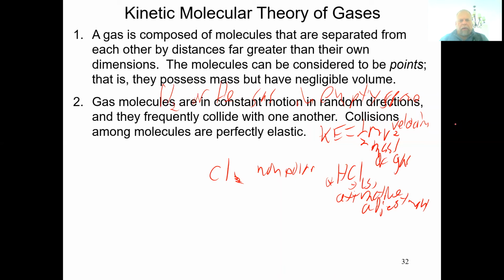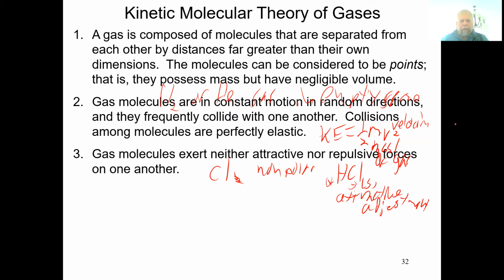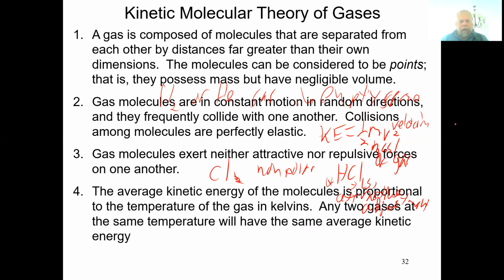The gas molecules are in constant motion in random directions. They frequently collide with one another. The collisions among molecules are perfectly elastic. Gas molecules exert neither attractive nor repulsive forces on one another. And then the average kinetic energy of the molecules is proportional to the temperature of the gases in kelvins. So basically, all the gas laws come from this set of rules of the kinetic molecular theory.